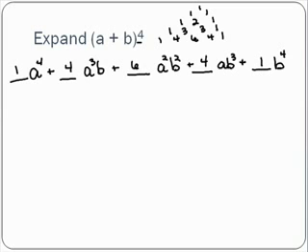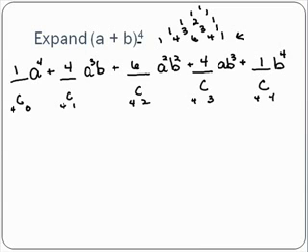Another way to get those is to use combinations. Okay, so here this is going to be combination 4 choose 0, combination 4 choose 1, 4 choose 2, 4 choose 3, and 4 choose 4.